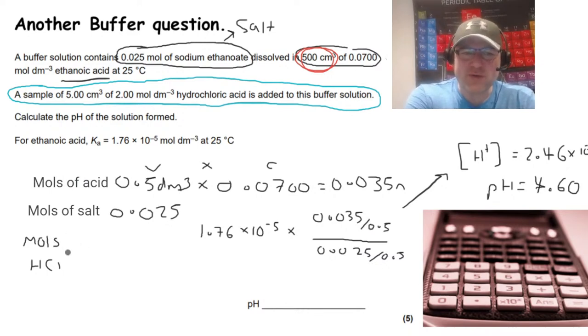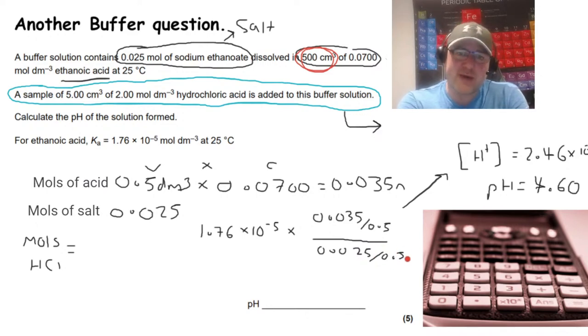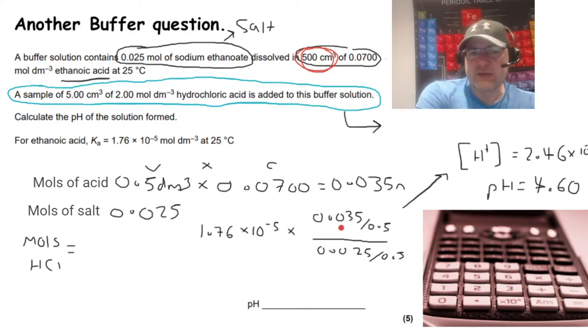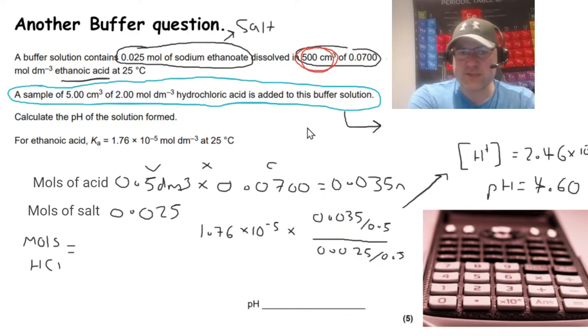Right, we've added moles of acid. So what I want to do is find out how many moles of acid we have added. And that's going to change which part of our equation? Well, it's going to change both parts. It's going to change the amount of salt we get formed, and it's going to change the amount of acid we have. So let's work out how much acid we're adding.